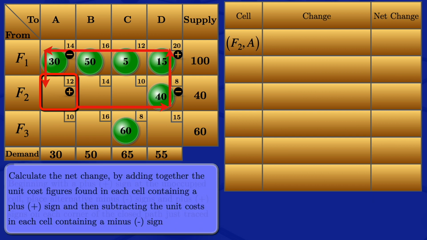We move on to calculate the net change. This we do by adding together the unit cost figures found in each cell containing a positive, and then subtracting the unit cost in each cell containing a negative sign. In this case, it's 12 minus 8 plus 20 minus 14. And that will give us a net change of 10.